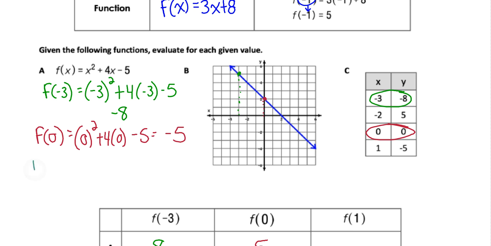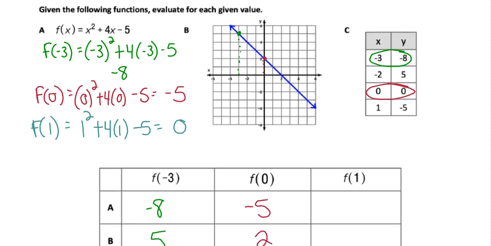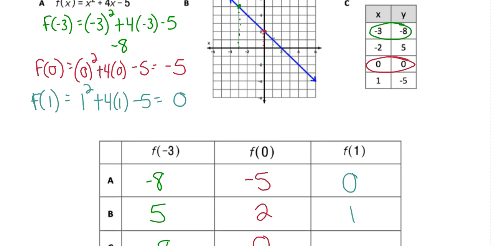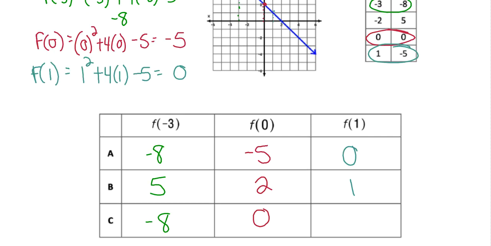Lastly, we have 1. So we're going to plug in 1 here. We get 1 squared plus 4 times 1, that would be 5, minus 5 is 0. So when I plug it into the function, I get 0. On the graph, when I go to 1, I follow it up and it's at +1. So 1, 1 is that point. And on the table, I have 1, -5. And that is my output.